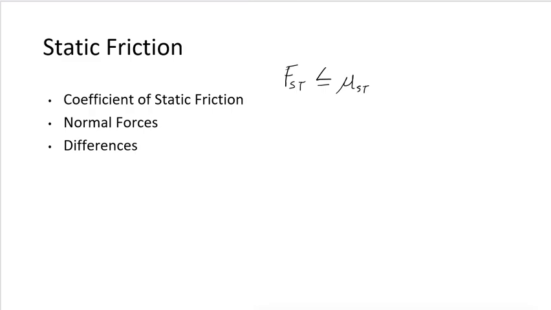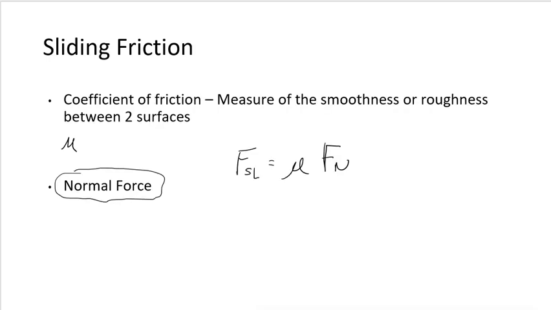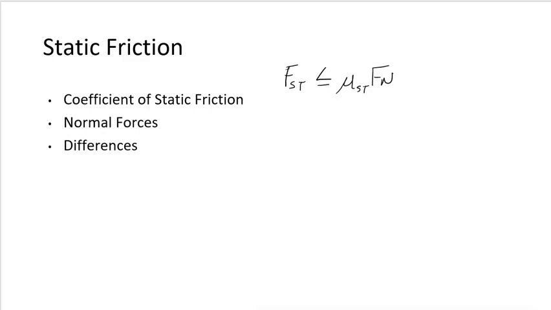So it's the same thing. It's a measure of smoothness or roughness between two surfaces, but it's the measure of smoothness or roughness between two surfaces when the surfaces are not moving. And then the normal force. So there are some differences. One is this was the coefficient of friction. We could even say it's the coefficient of sliding friction. And this is the coefficient of static friction. And we tend to just call it that.